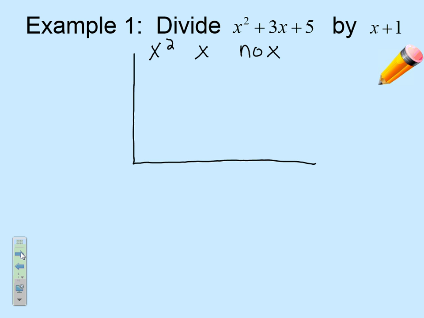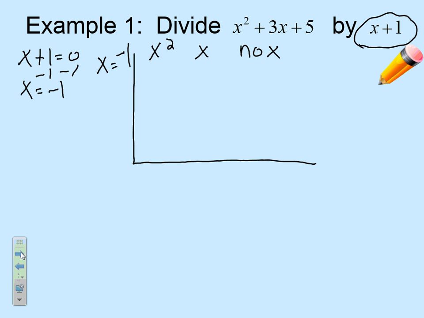Next thing we have to do, this right here is x plus 1. We have to solve it for x. So x plus 1 equals 0, minus 1 to both sides, x equals -1. So right here, x equals -1. Now we can plug in. In front of our x squared we had 1. In front of our x we have 3. And no x we have 5. Now remember, we're always going to be adding these. In this first one you're going to drop it like it's hot.